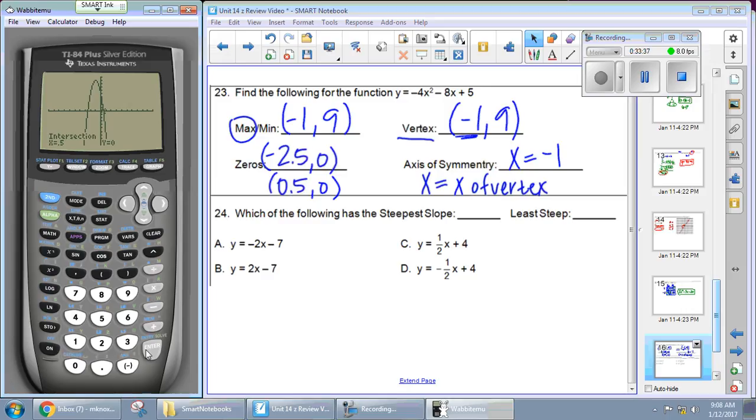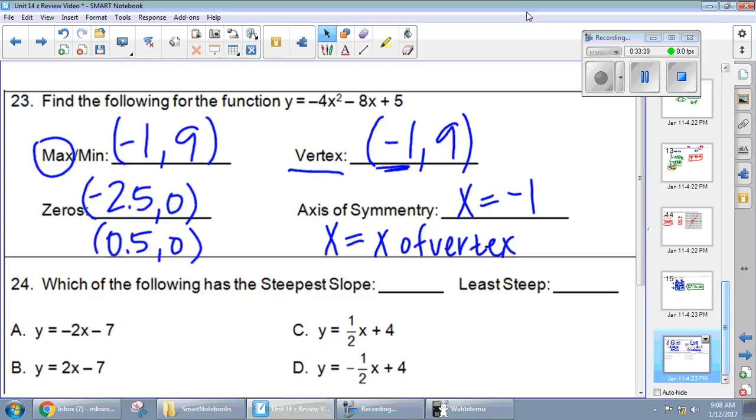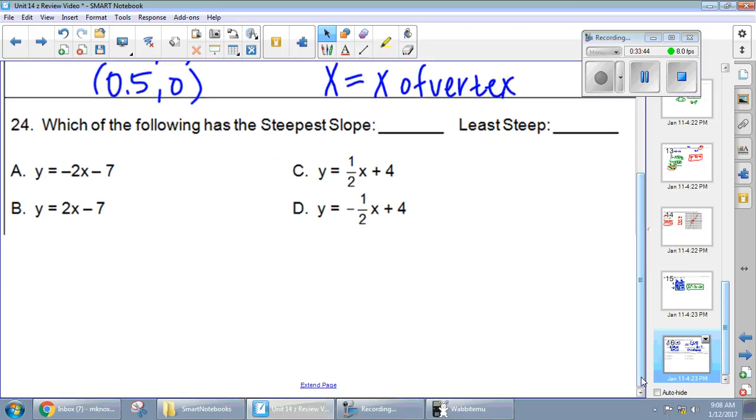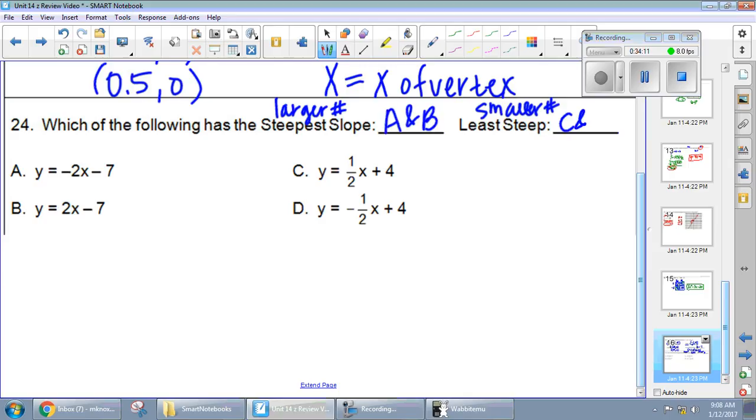Perfect. Okay, number 24 says, which of the following has the steepest slope or the least steep slope? If you don't remember, steepest means larger number, and least steep is a smaller number, like a fraction. Okay, so do negatives matter? No, they don't. So A and B are going to have the steepest slopes, and C and D are going to have the least steep slopes.